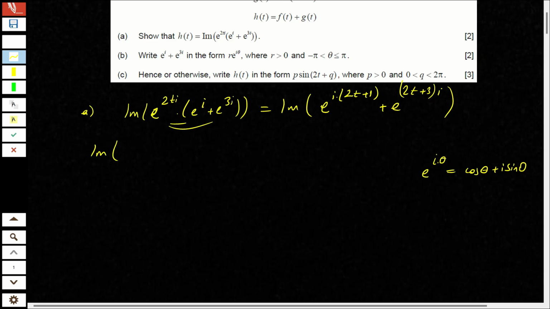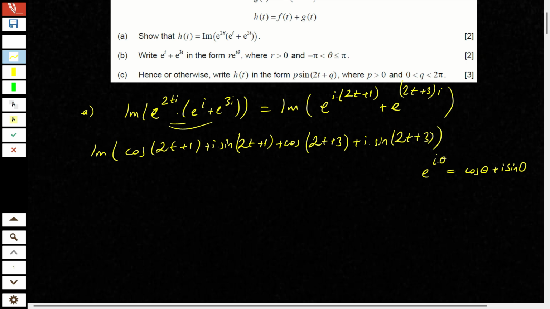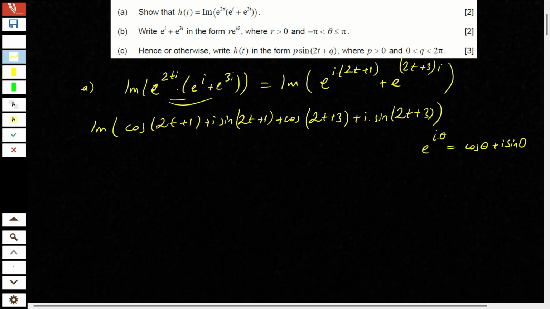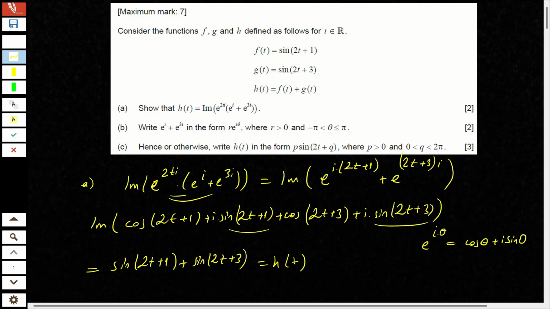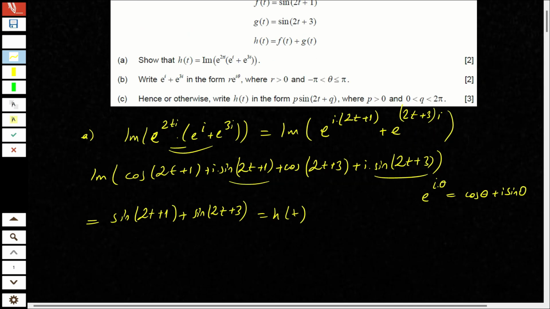So the imaginary part of: first cosine of 2t plus 1 plus i times sine of 2t plus 1, plus cosine of 2t plus 3 plus i times, sorry, it's going to be sine of 2t plus 3, right? And from here you can take the imaginary part, as you see, the terms with i. So I will get sine of 2t plus 1 plus sine of 2t plus 3. This is going to give us h of t, which equals f of t plus g of t, right? As you see from here.